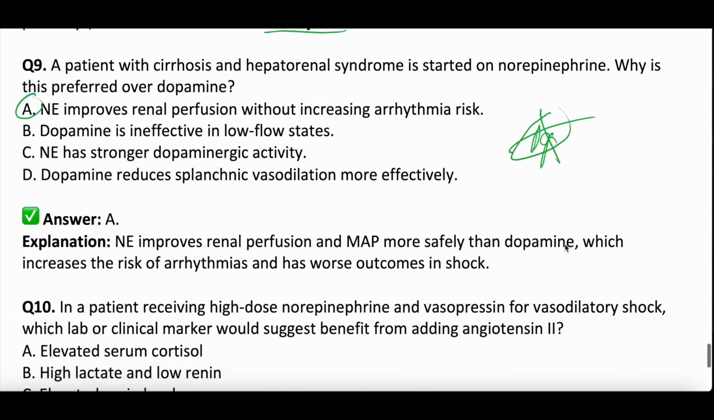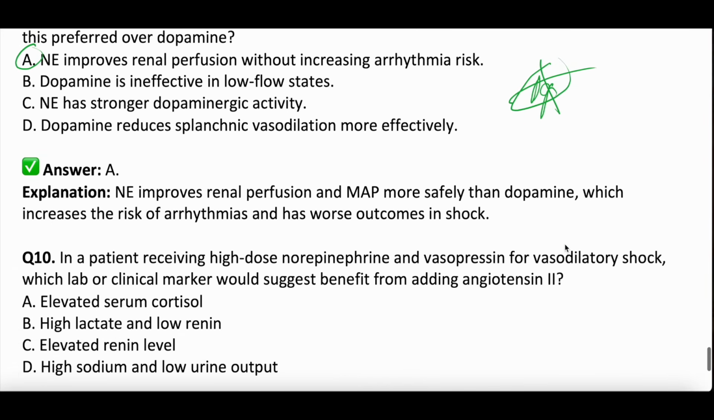Last question, question 10. In a patient receiving high-dose norepinephrine and vasopressin for vasodilatory shock, which lab or clinical marker would suggest benefit from adding angiotensin II? A, elevated serum cortisol. B, high lactate and low renin. C, elevated renin level. Or D, high sodium and low urine output. Pause here if you need to.